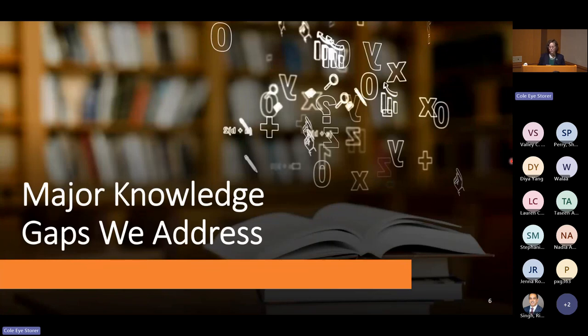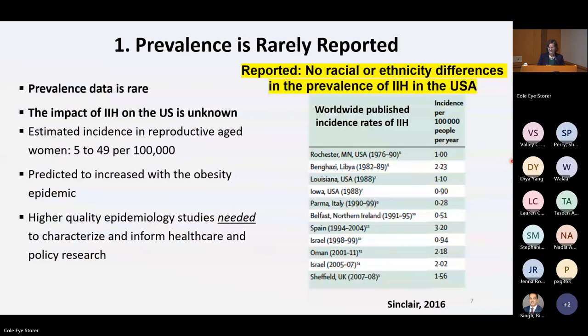So first, I want to review the major knowledge gaps that we will be discussing today. First, prevalence data is rarely reported in the setting of IIH. And without this data, it is very challenging for us to understand the true impact of IIH on the United States. There's an estimated incidence in reproductive age women ranging from 5 to 49 persons per 100,000, and it's only predicted to increase with the obesity epidemic.